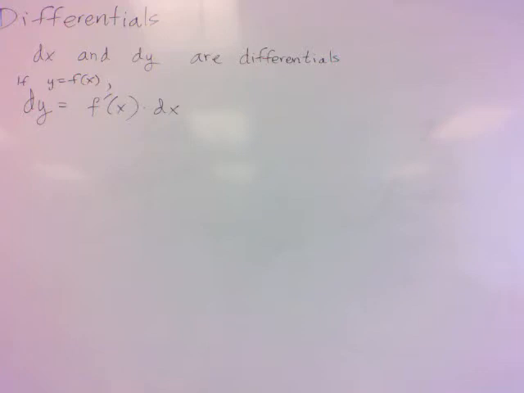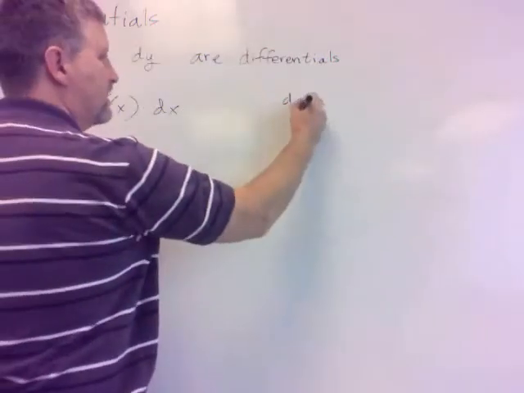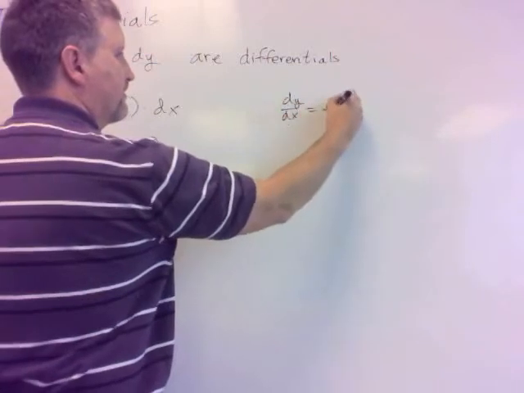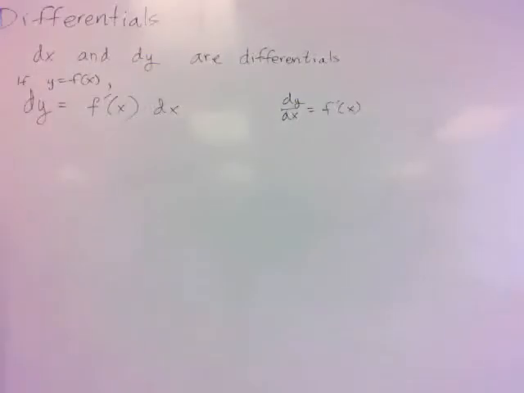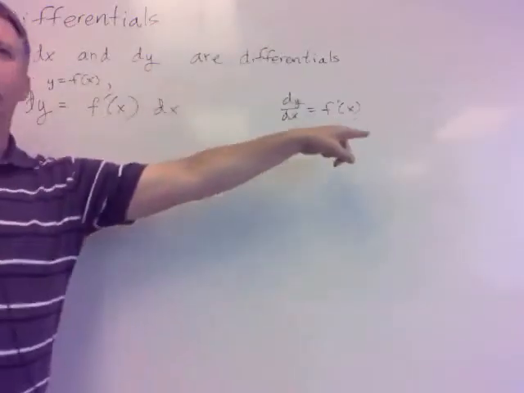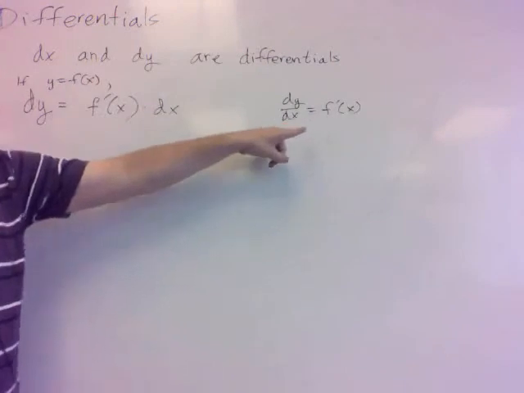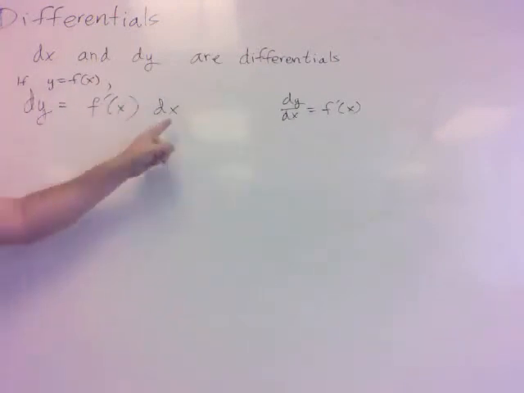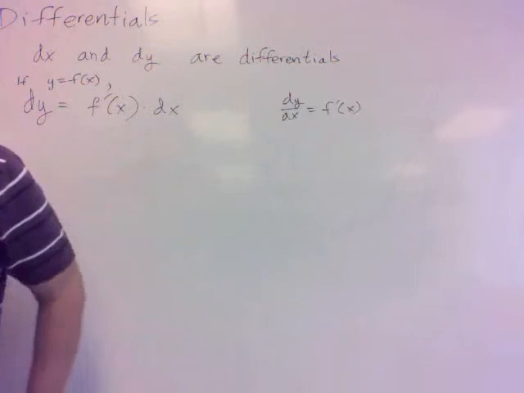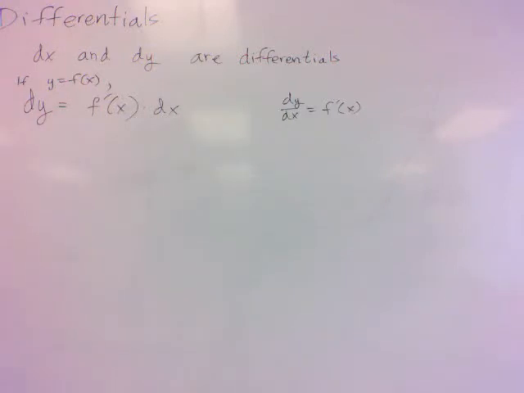And do you want to know where that comes from? That comes from, basically, dy dx, isn't that another name for the derivative? If I multiply both sides by dx, what do I get? Dy equals f prime times dx. Okay, that's basically where it comes from. It's pretty simple, pretty straightforward, and we'll talk about some other things in just a second.